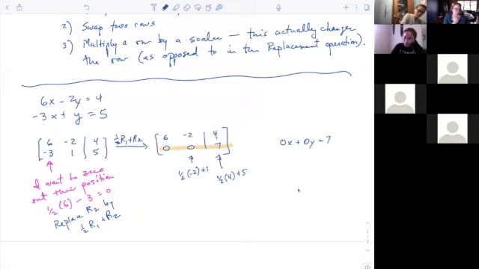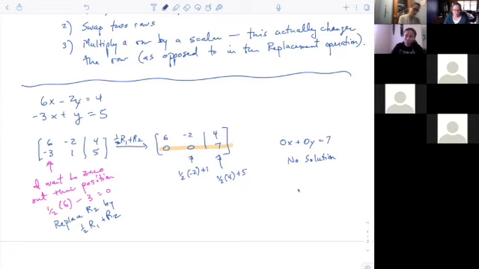All right, and so that's like, alarm bells should go off. And you're like, oh, well, I can't solve that, right? There's no x and y that satisfy that. And so that tells you there's no solution to this system. Okay, that makes sense.